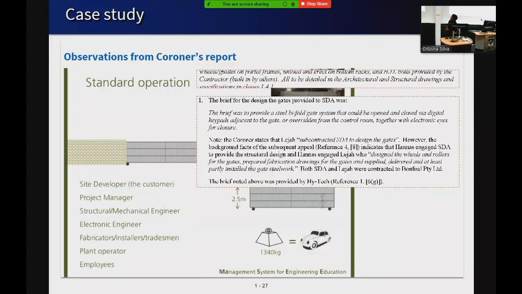Interesting, why? So, something that was never specified in the design brief in this process was the need for manual operation.